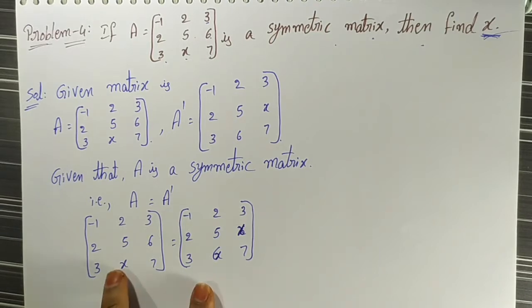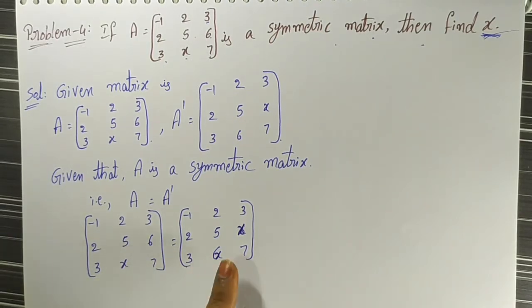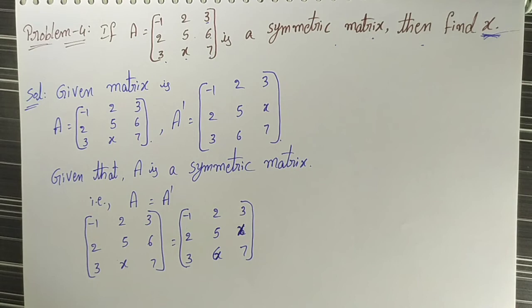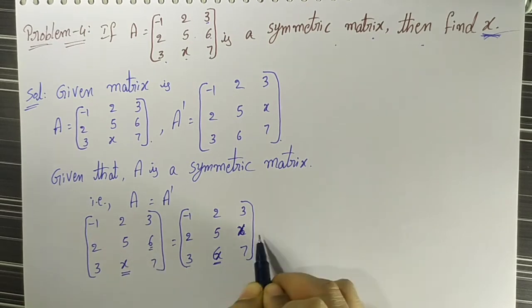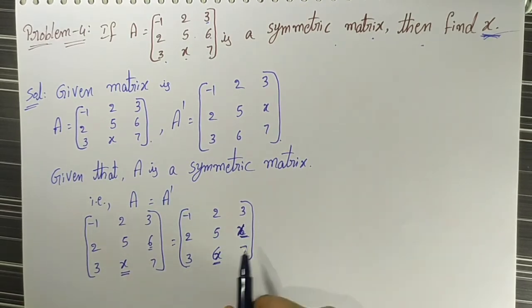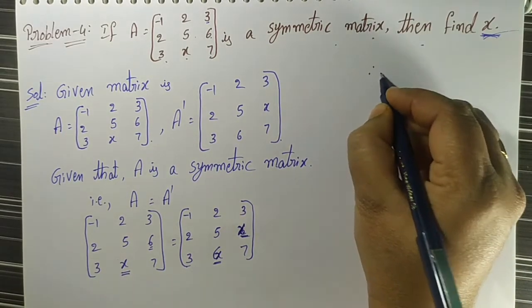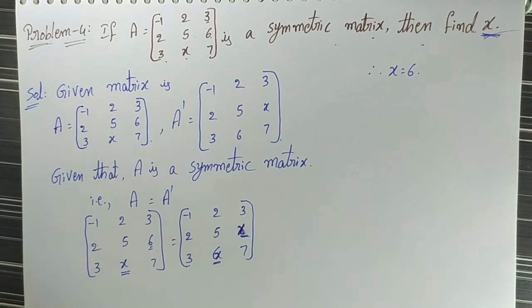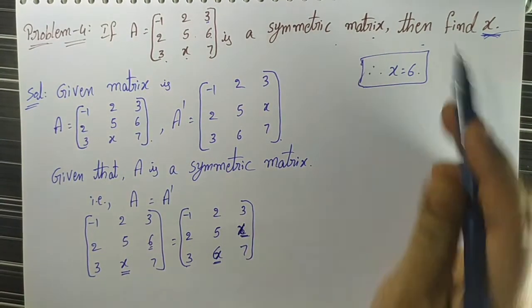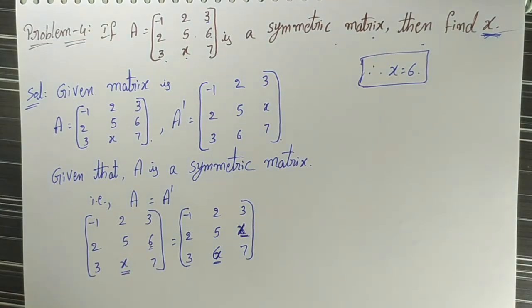If any two matrices are equal, then their corresponding elements are also equal. In that, we have the unknown value, and the unknown value elements are also equal to each other. Then, by observing this, 6 equals x and x equals 6, so from this, x equals 6. This is the solution of the fourth problem. Next, we will go to the fifth problem in the same section.